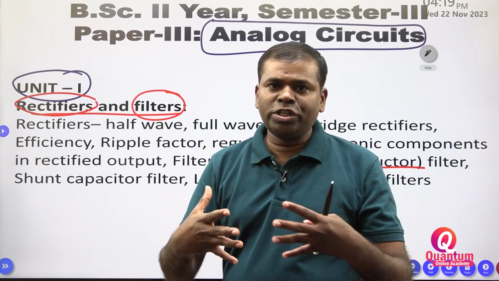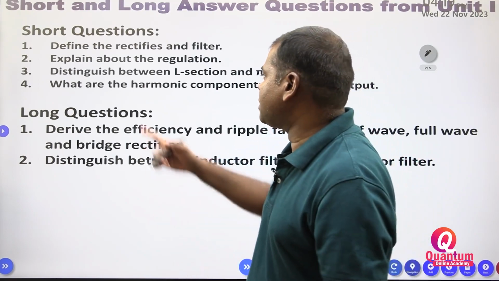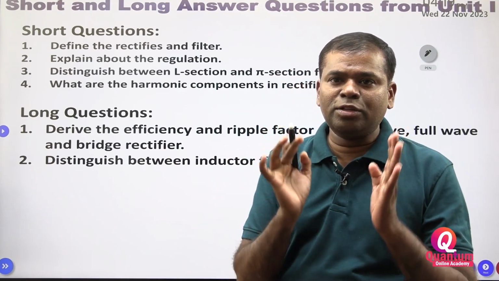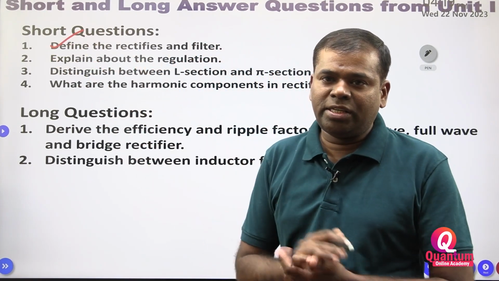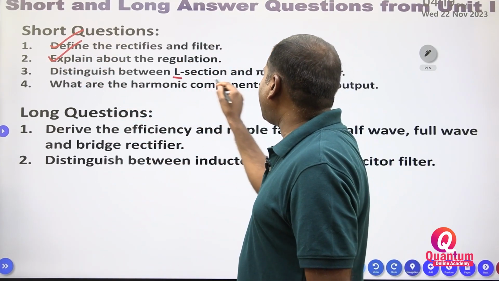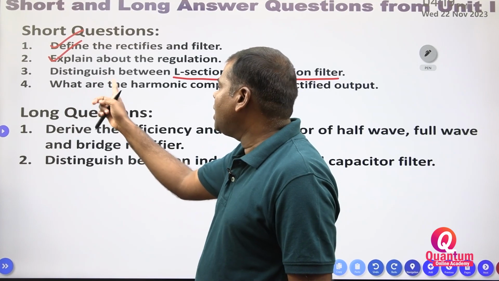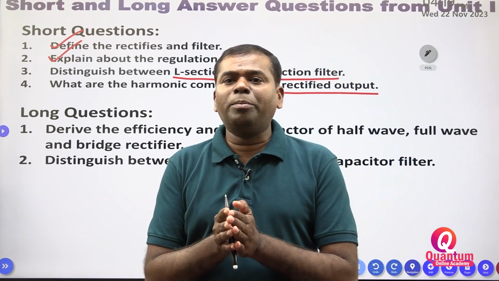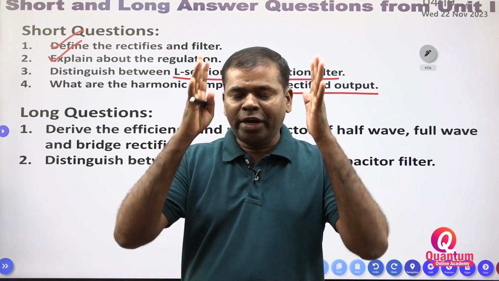So what are the important questions? Among short questions, first: define rectifiers and filters, or distinguish between rectifiers and filters. Also, explain about regulation. What is regulation? That you have to explain. Next, distinguish between the L section and pi section filters. And what are the harmonic components in a rectified output? That is also important for a short question.